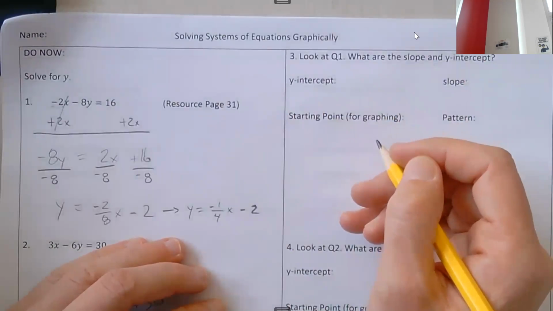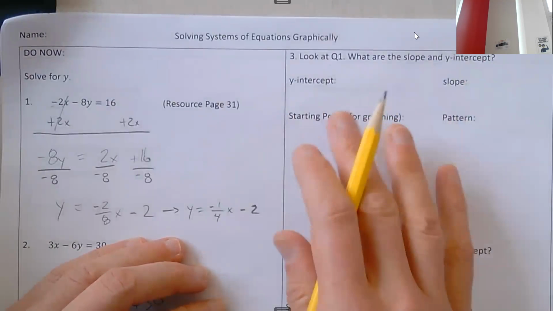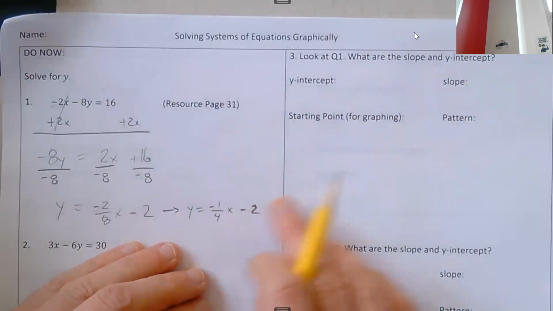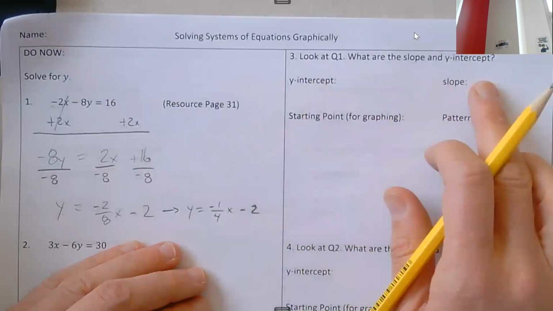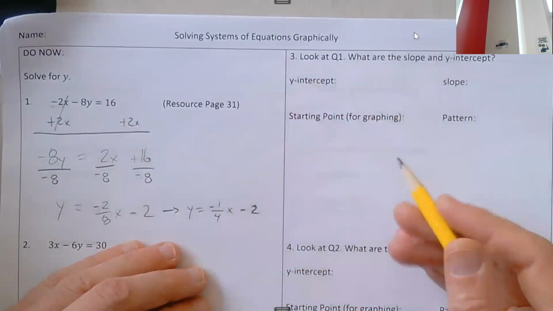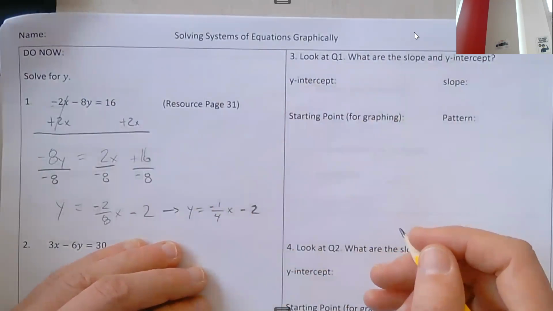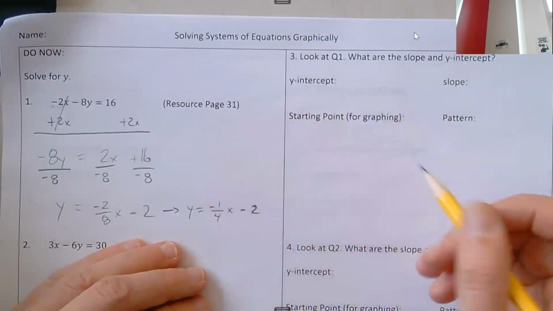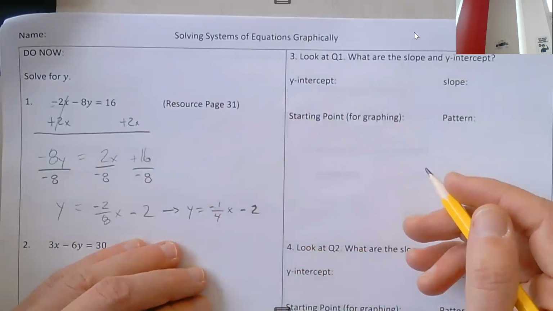So you know that we put positive 2 on both sides. What I mean is, based on what we did here, what is the y-intercept? What is the slope? What is the starting point when we graph? What is the pattern? So the y-intercept is, which one? This one is 4. 3. So the y-intercept is 2.